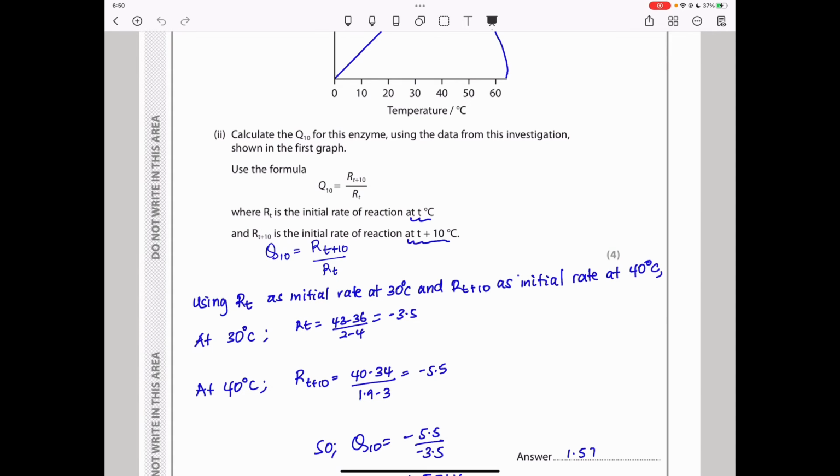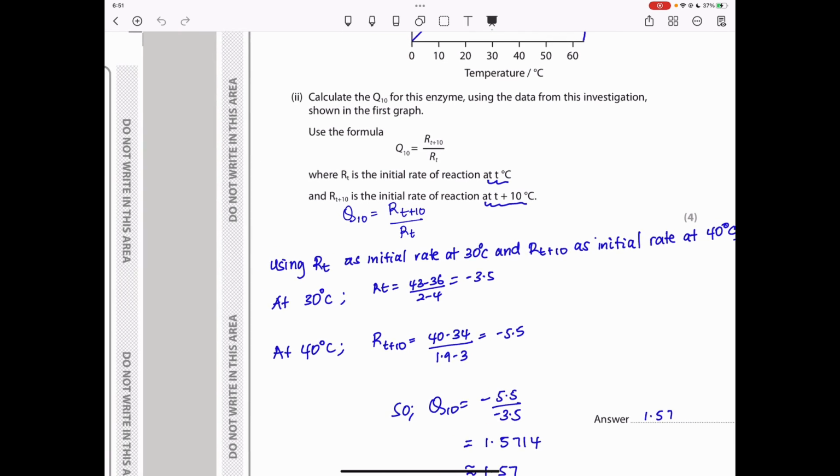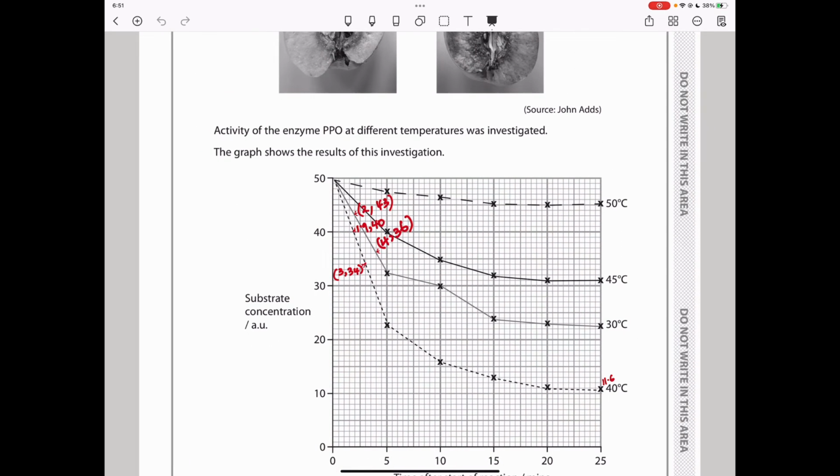Remember, if T is 30, then RT plus 10 is going to be at T plus 10 degrees. So if I use my RT to be 30, it means I'm going to use RT plus 10 to be 40 degrees. So that's what I chose. So at 30 degrees, the rate RT, like they say here, initial rate. Again, I'll take you back just a minute. From my graph, I chose 30 and 40.